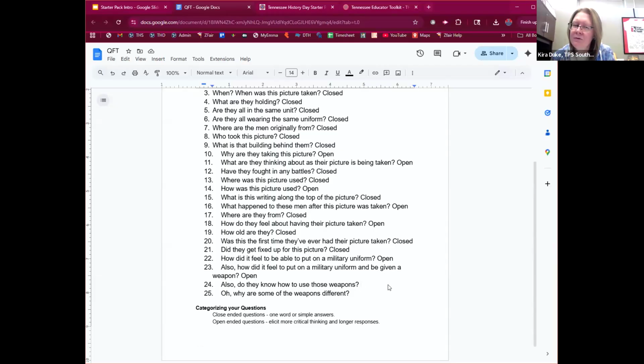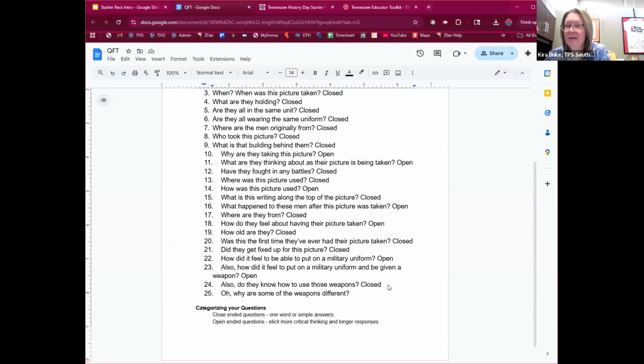24 I would say is closed. I don't know though, because when you think about the different perspectives within it, and also the laws and restrictions, depending on where this unit is. But I feel like this one is a yes or no question: do they know how? Yes or no. The why of do they know how might be more open-ended. Yeah, that makes sense.